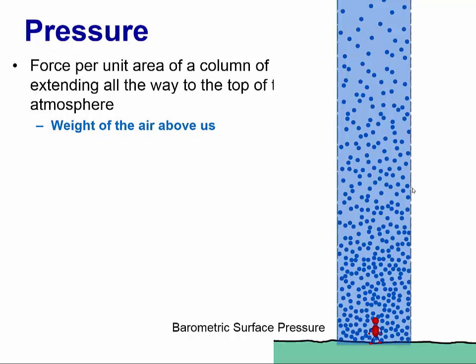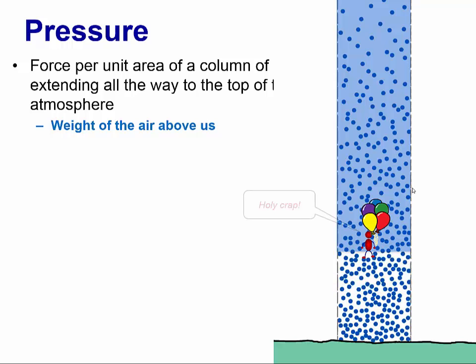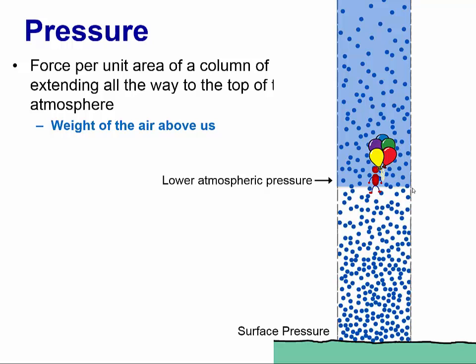Well, if barometric pressure is the weight of all the air above us, then I'm sure you're asking, what happens as we climb higher into the atmosphere? Assuming we have the means to do that, as we go up, we're going to notice that we're now climbing higher than a lot of the air molecules, so we're actually going to measure a lower atmospheric pressure.